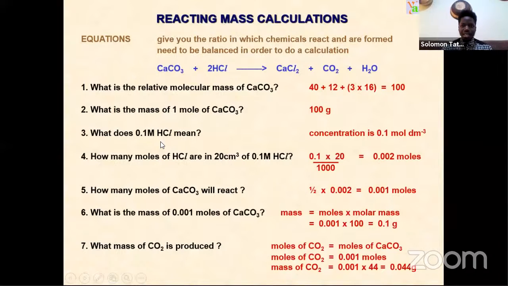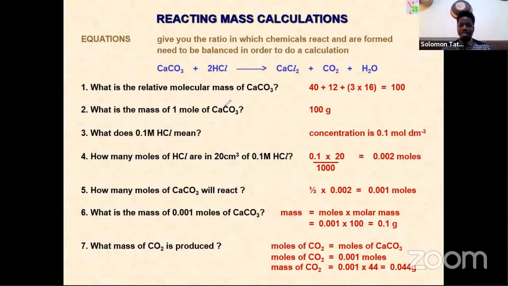Okay. So here we have our equation, an equation giving you a ratio in which chemicals react and are formed, and it needs to be balanced in order to do calculations. Like we said when we were starting mole concept, one of the skills you have to have is the ability to balance equations and do mathematical formulas. So we have an equation here which is well balanced. If it wasn't balanced, we would calculate and get wrong figures. But as you can see, it's well balanced.